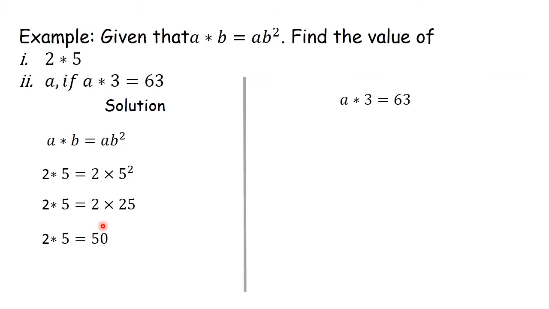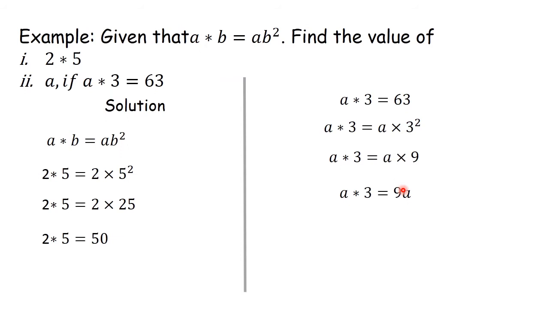Then we go to Roman 2. We are given that a star 3 is equal to 63, so we shall first obtain a star 3. So a star 3, a remains as a, and b is equal to 3. So when we substitute, we shall have a times 3 squared. 3 squared gives us 9, so that will give us a times 9, and it will be equal to 9a.